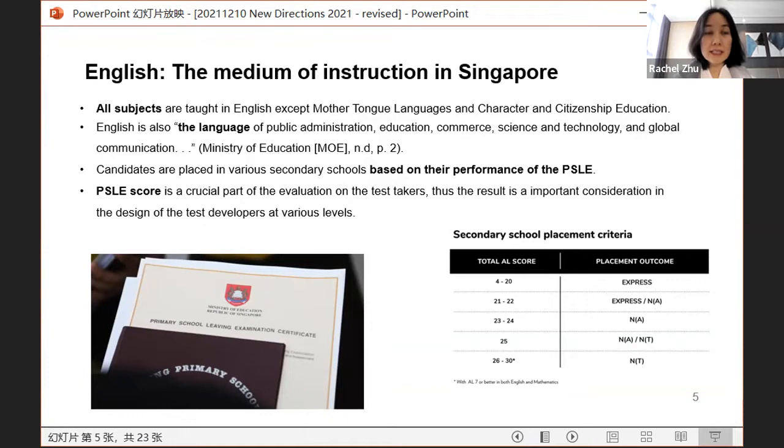But in our study, we conducted the test in the secondary schools. That means these candidates have passed the PSLE and they are placed in different streams of schools. So considering the importance of PSLE, we also use the PSLE score in our analysis as a predictor.